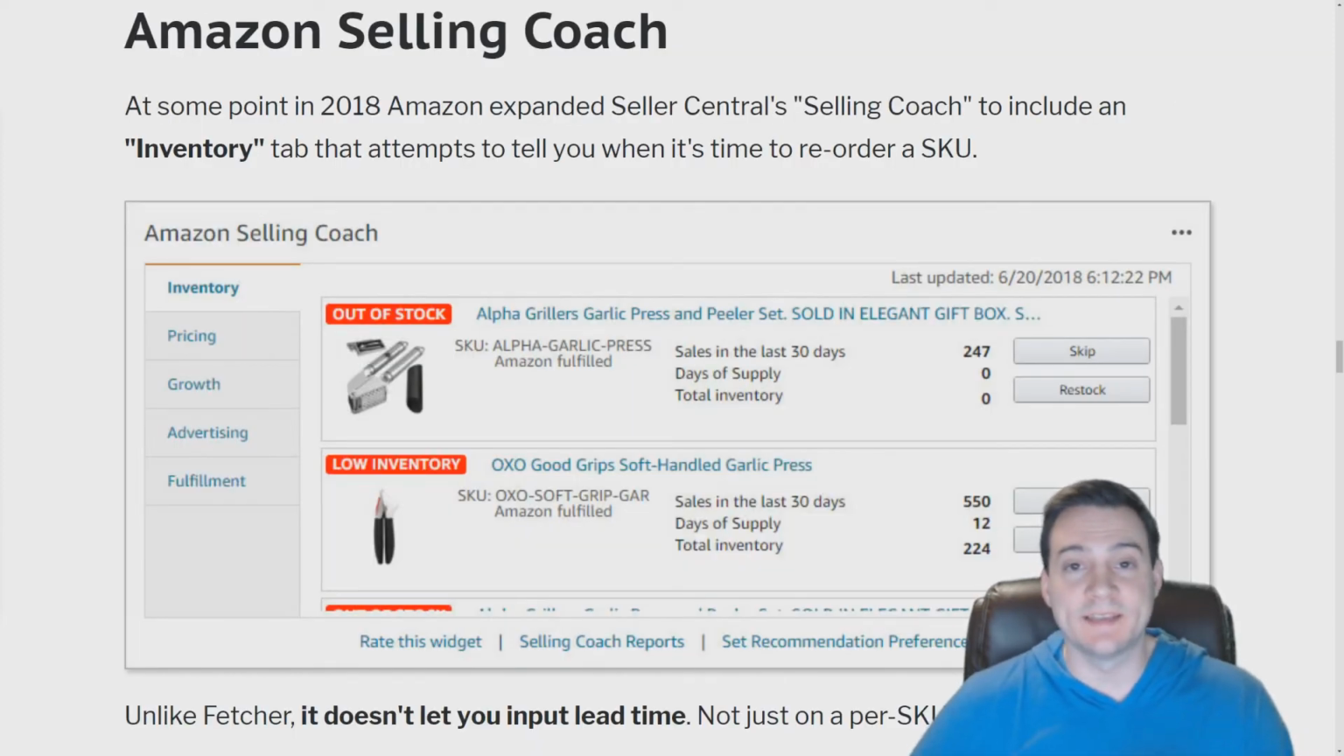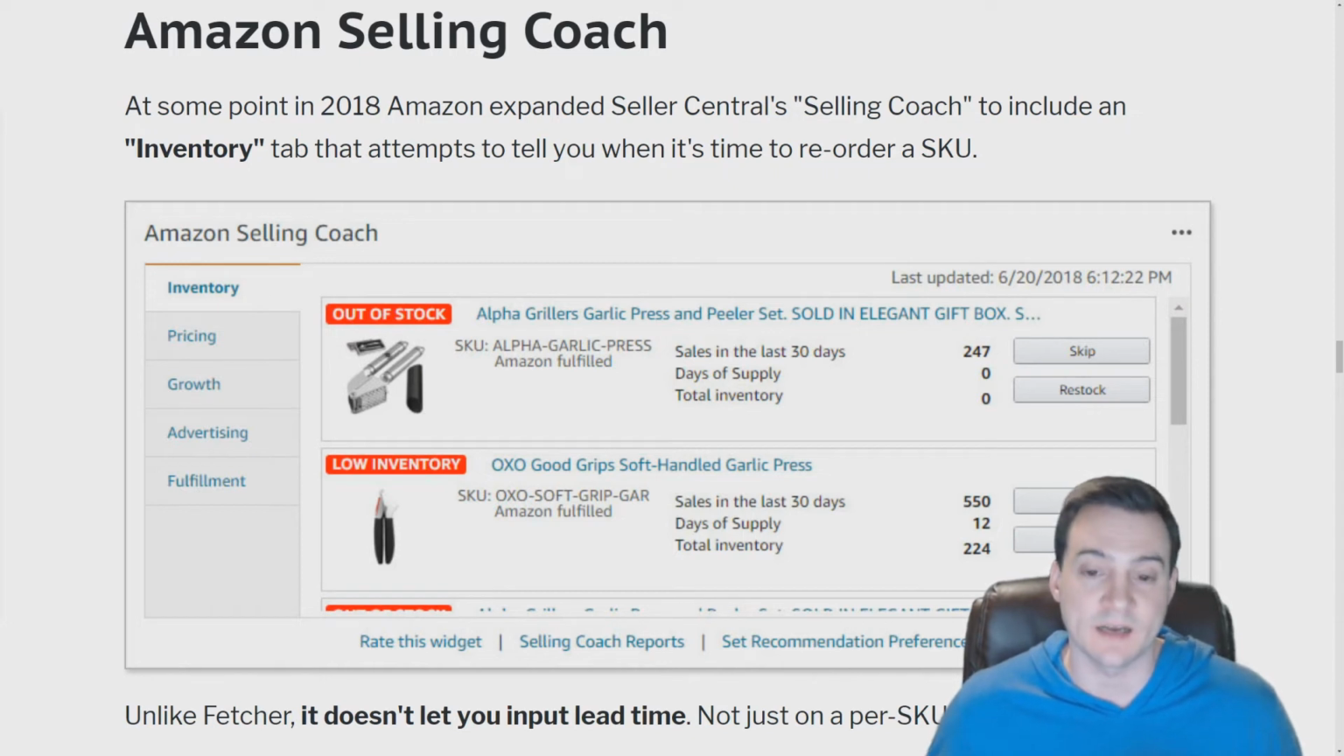So real quick, I need to mention this Amazon Selling Coach that they introduced in 2018 in your Seller Central dashboard. So it's free in the sense that you're paying for an Amazon Pro account, so it's $40 a month regardless. They didn't used to have it, now they have it. So Fetcher's $19 a month. This is free in air quotes. Either way, you'll notice it when you're starting to run low on stock of certain SKUs, they'll list those SKUs here for you.